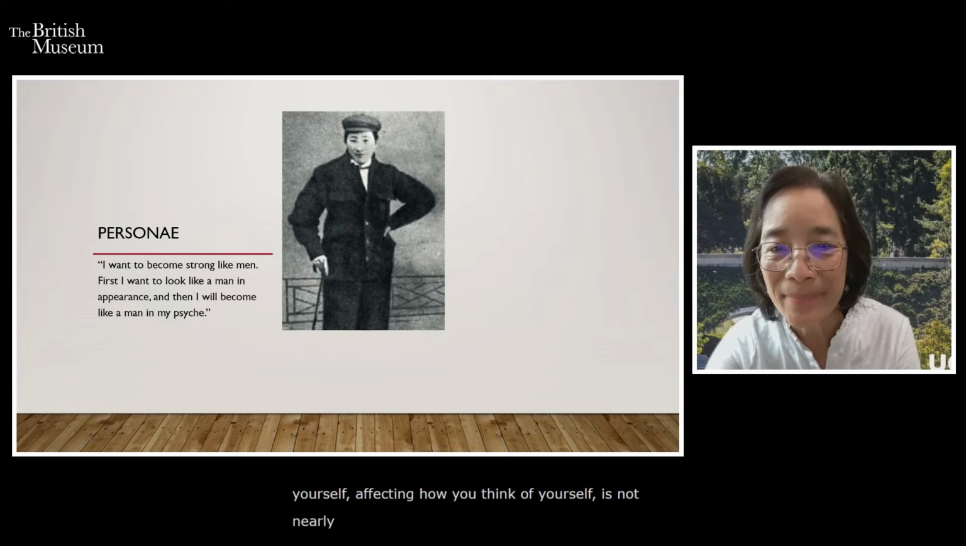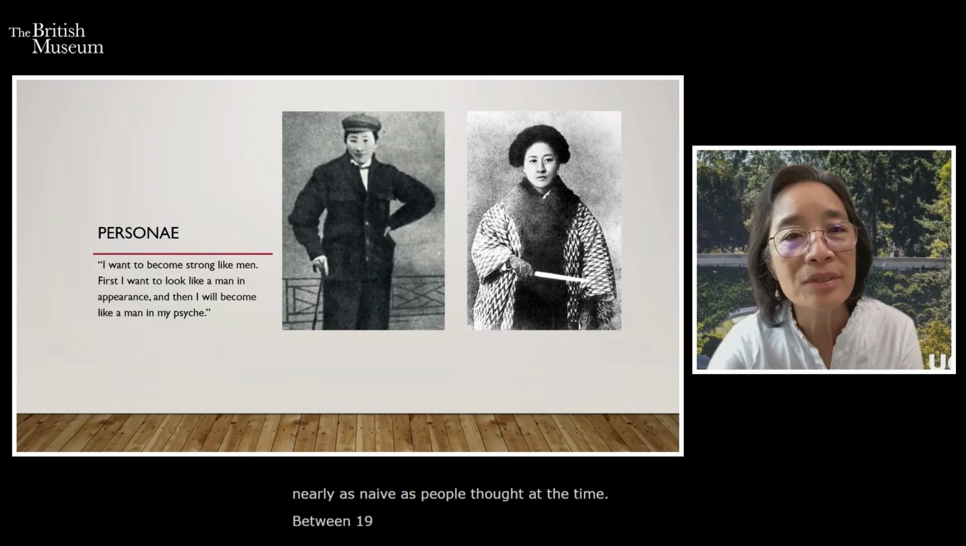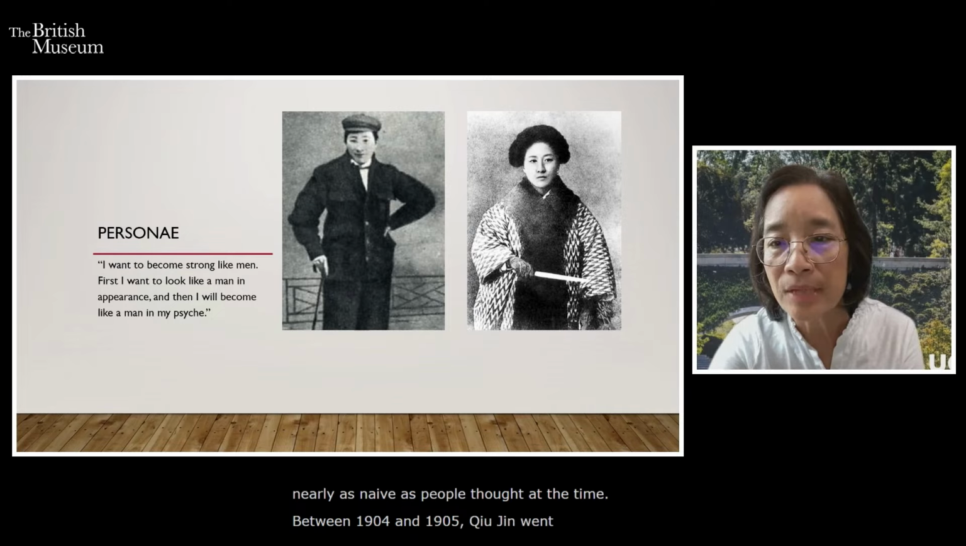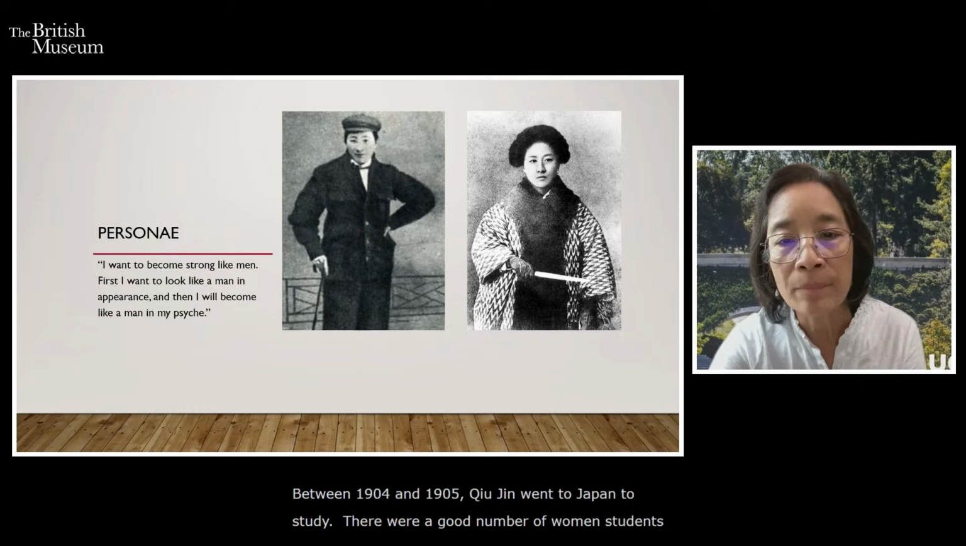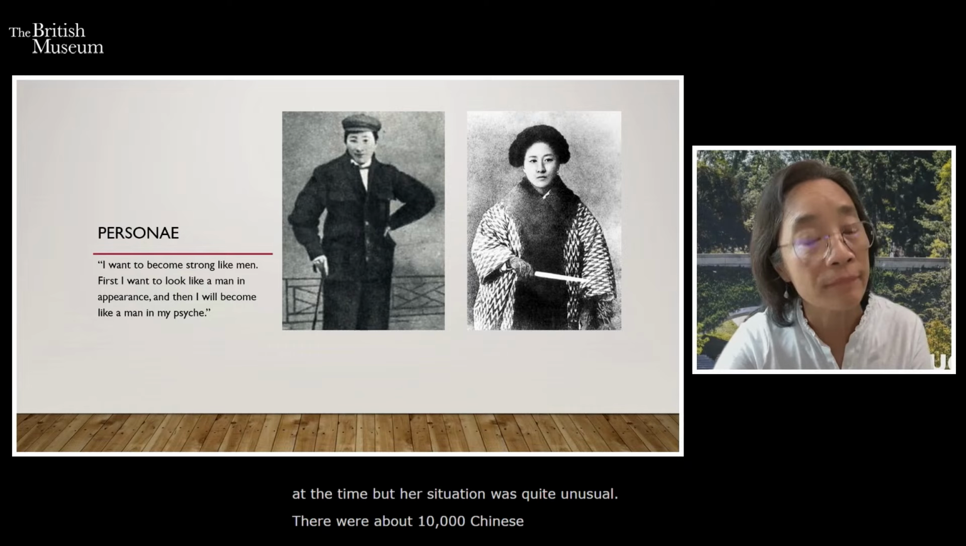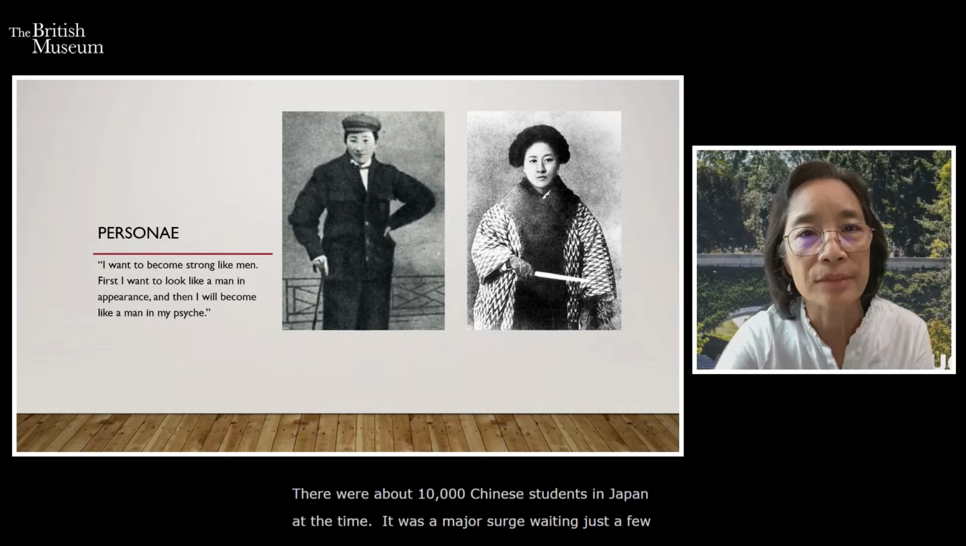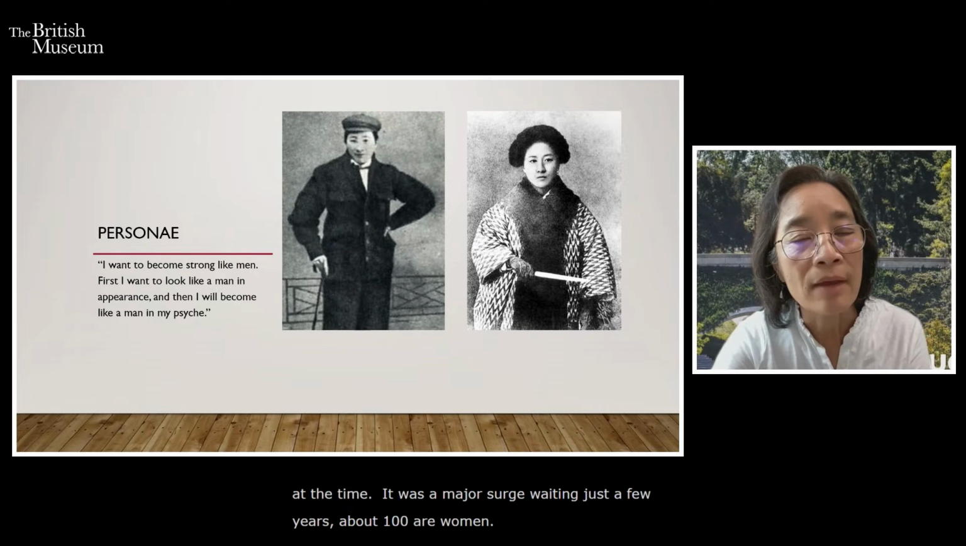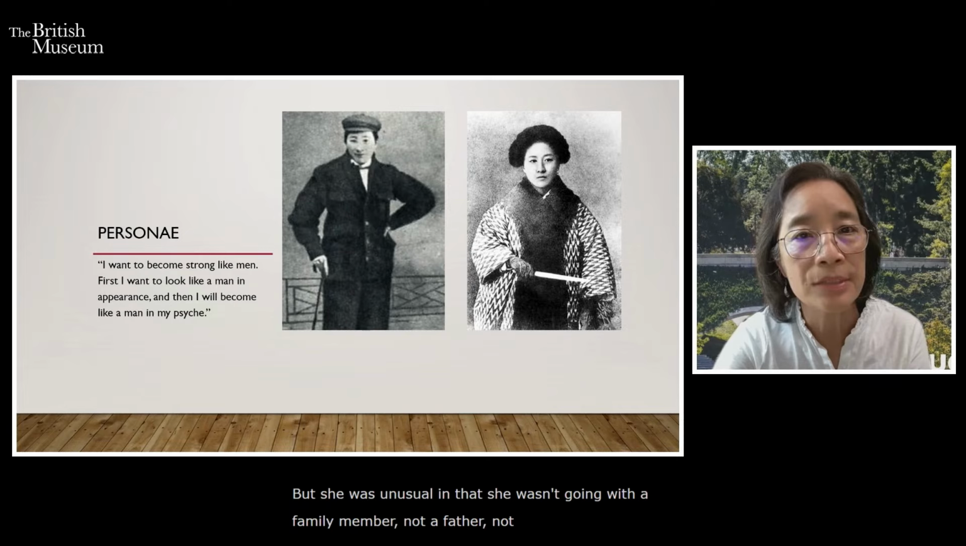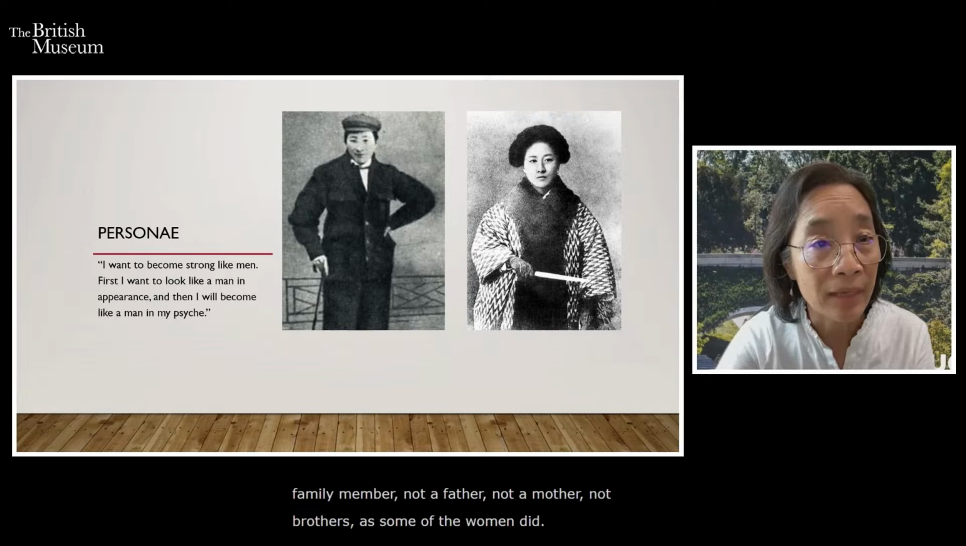Between 1904 and 1905, Qiu Jin went to Japan to study. There were a good number of women students at the time, but her situation was quite unusual. There were about 10,000 Chinese students in Japan at the time. It was a major surge within just a few years. About 100 are women. But she was unusual in that she wasn't going with a family member, not a father, not a mother, not brothers, as some of the women did. She was going alone, having left behind her family and her two children.